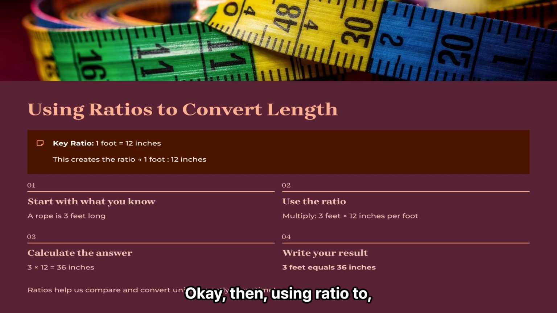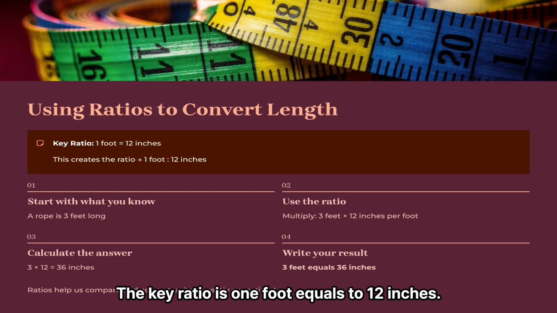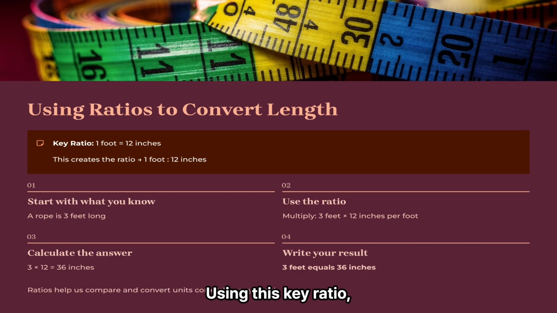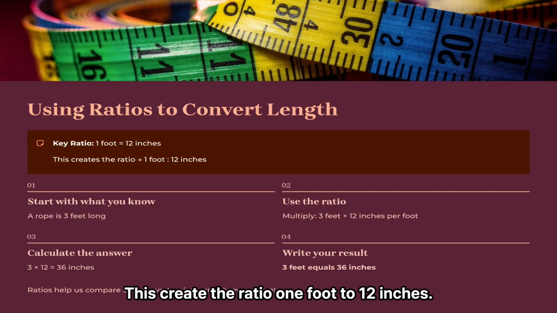Okay, then using ratio to convert length. The key ratio is 1 foot equals 12 inches. Using this key ratio, you can convert length. This creates the ratio 1 foot to 12 inches.